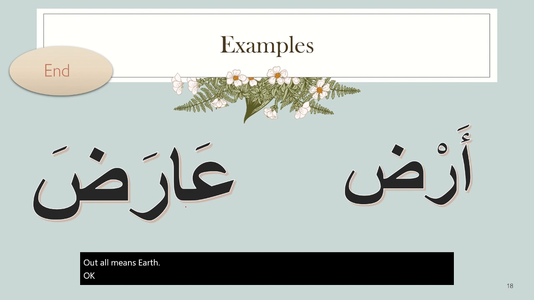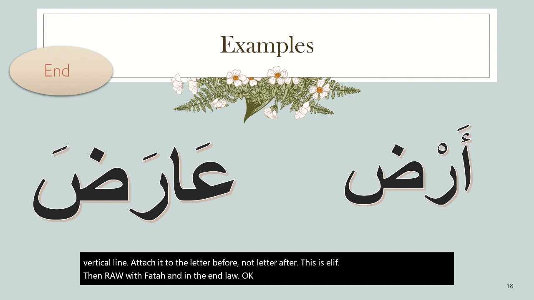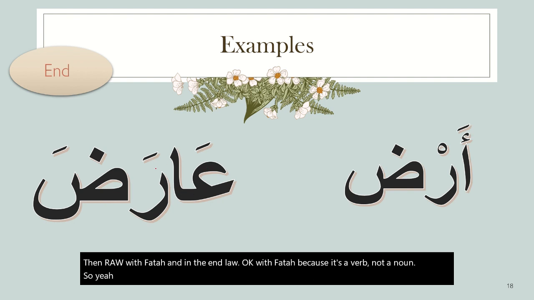Let's see this word. We don't know the first letter yet. This is عين, a. Then attached to the vertical line, attached to the letter before, not the letter after. This is alif. Then ra with fatha, and in the end ض. Okay, with fatha because it's a verb, not a noun. So ra ض. عارض عارض عارض. Okay, عارض.